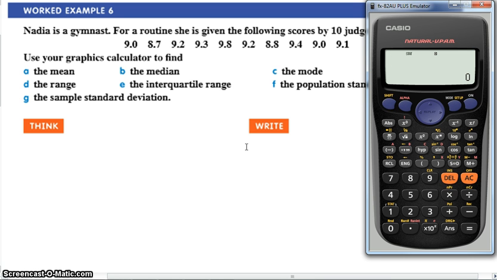Alright, so this one, you've got the data, so remember statistics mode, so you go to mode 2 for stat, 1 variable. Now once again, I've got the frequency column, but I don't really care about it.